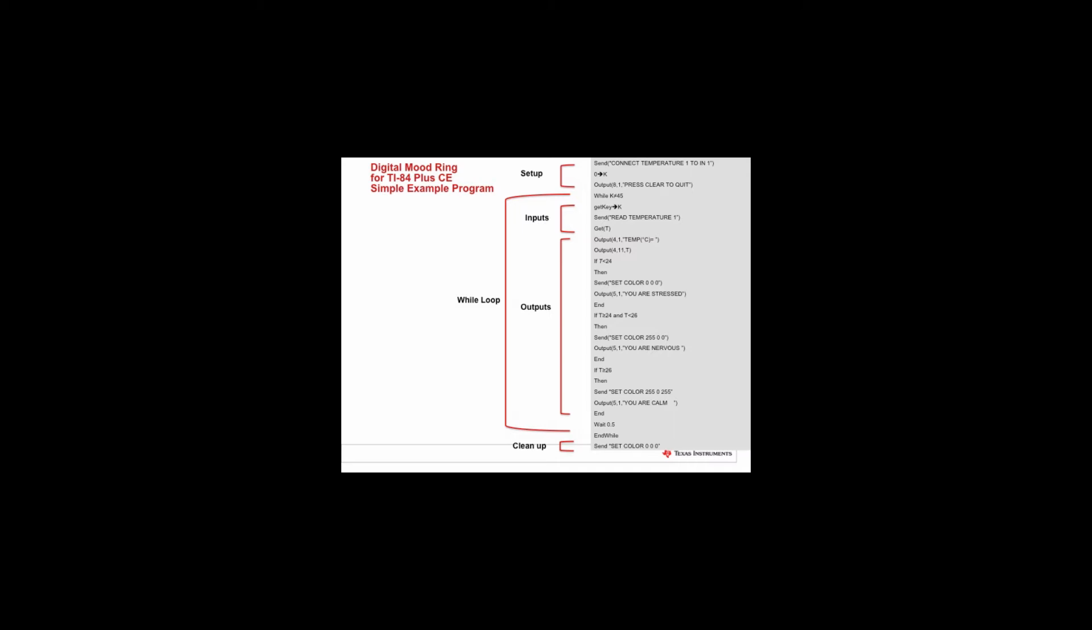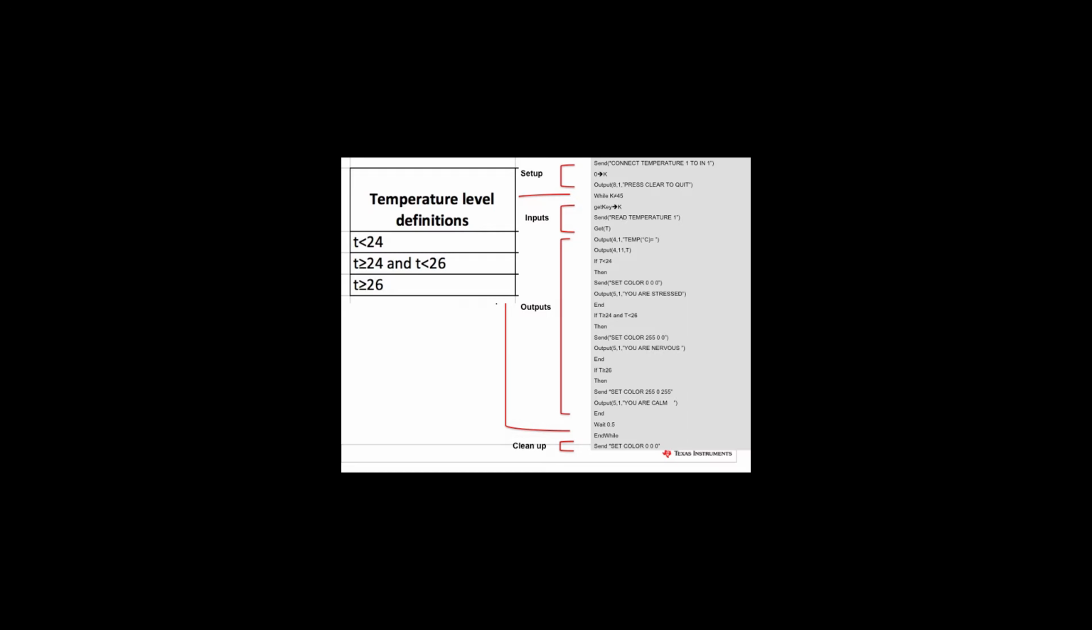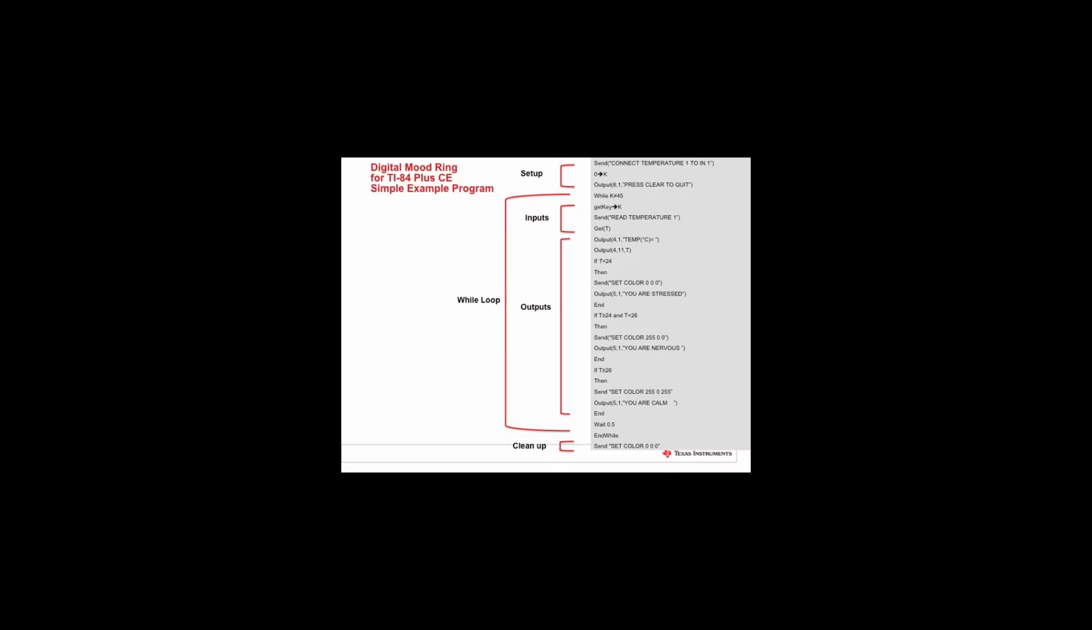It can get complicated to program the various threshold values, comparison operators, and Boolean operators for the temperature levels, especially when you have more than 3 levels. One approach is to create a table defining the levels before writing the code. Here is a simple example table that shows the definitions of the temperature levels. For each level, there is a mood message and a color.